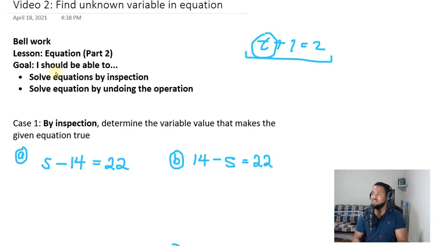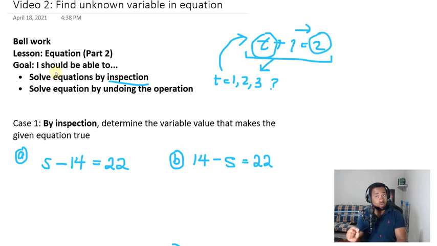It means that you need to try two ways to go about it. One is inspection, which means you try numbers, like you can try 1, try 2, try 3, 4 for t to see which number actually works for this equation to make your answer equal to 2. Or the other way to go about it is by performing an undoing method of operations.